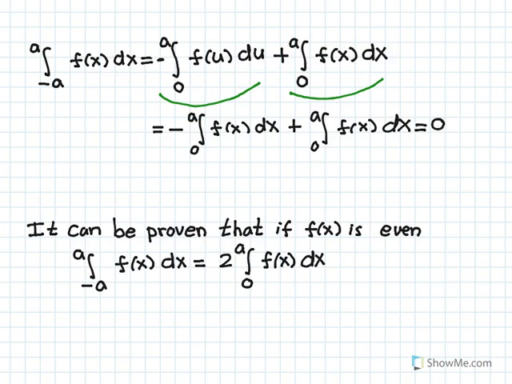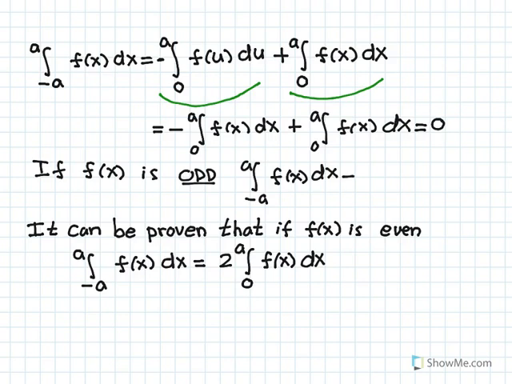So what we have shown is that if f of x is odd, then the integral over a symmetric interval, minus a to a, of f of x dx, is equal to 0. It can also be proven using the substitution method that if f of x is even, then the integral from minus a to a of f of x dx is 2 times the integral from 0 to a of f of x dx. You can do that at home.